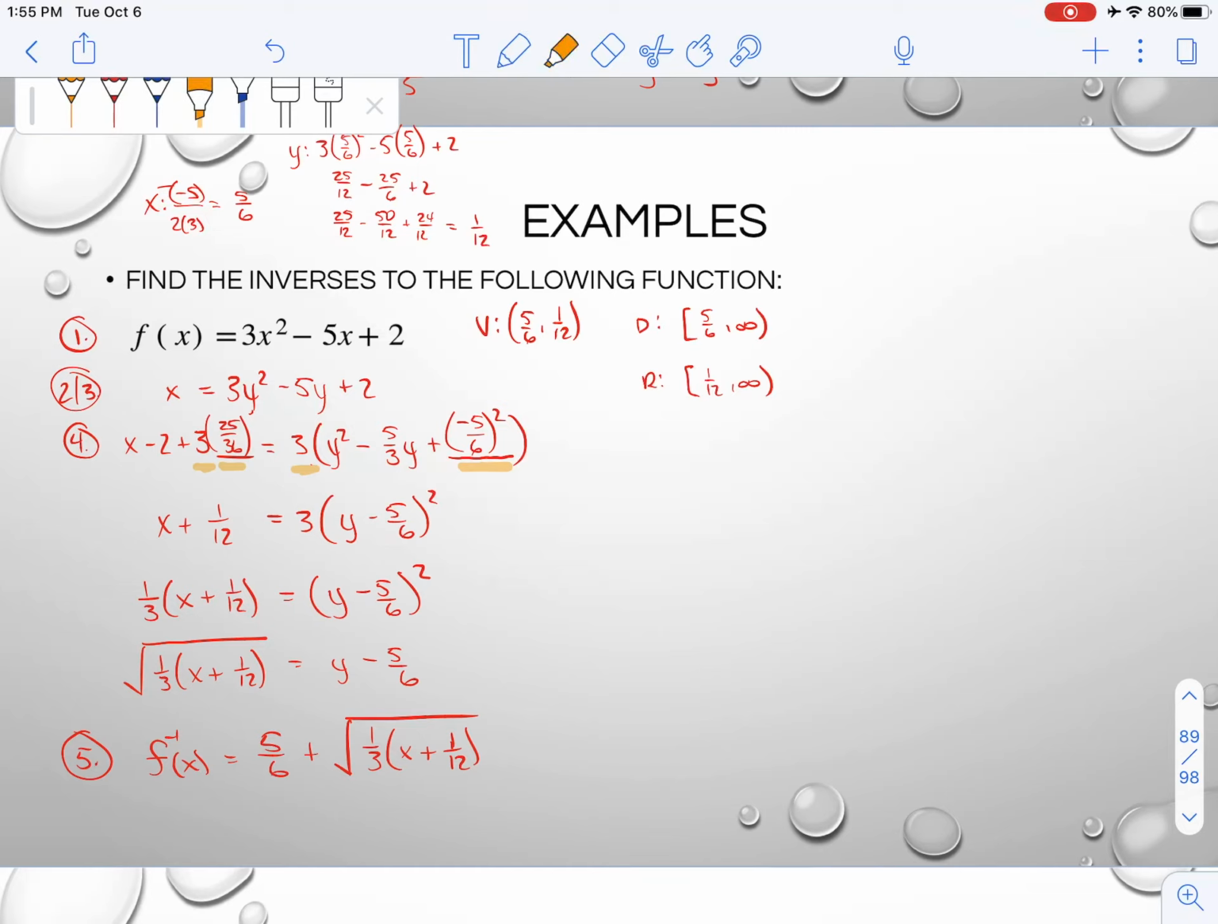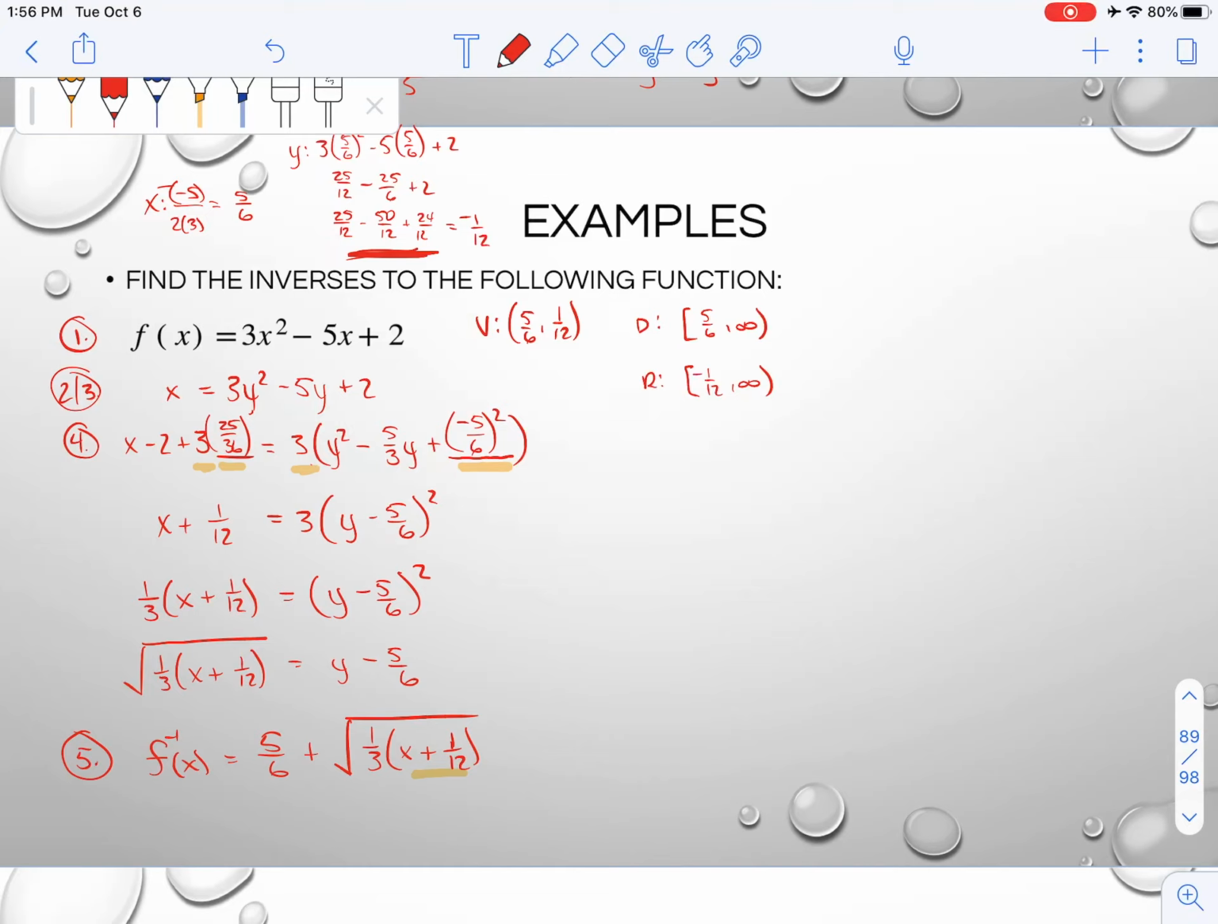This is a graph that I think it's easier to see shifts up 5/6 of a unit. Because of the way I did this, and I have this 1/3 factored out, and I have 1/3 times this quantity, it's going to shift to the left 1/12 of a unit. Okay, I'm just looking here for a second. I dropped the negative in my original part here. When I added all this up together, this should have been a negative 1/12, which makes this a negative 1/12 for the range.